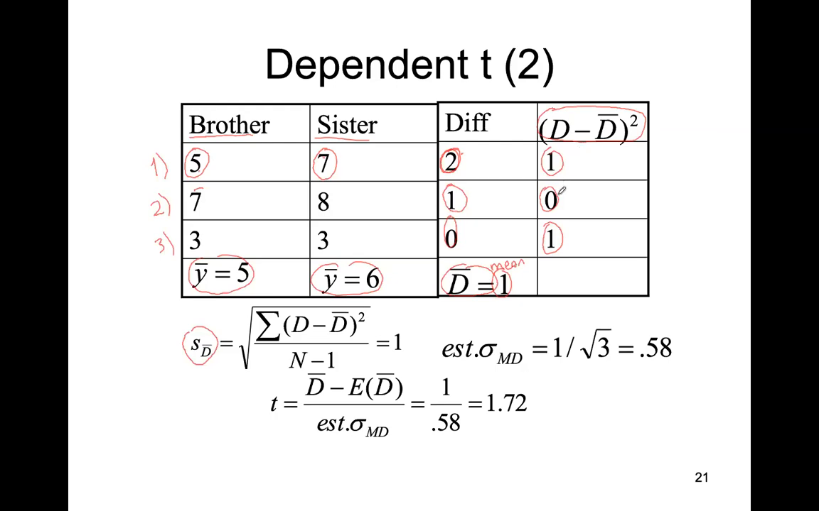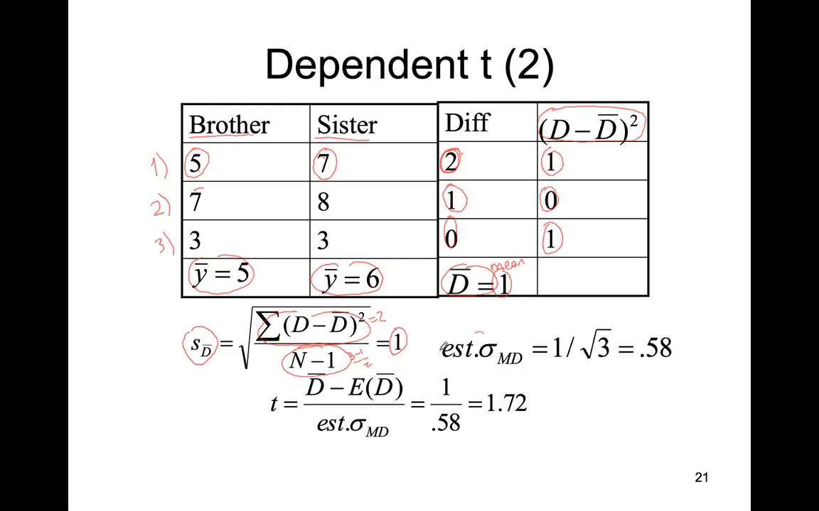So what do I do here? 1 plus 0 plus 1, which is equal to 2, right? This part is equal to 2. What is this part? Degrees of freedom. 3 minus 1, which is equal to 2. 2 divided by 2 is equal to 1. Root 1 is equal to 1. So my standard deviation is equal to 1.